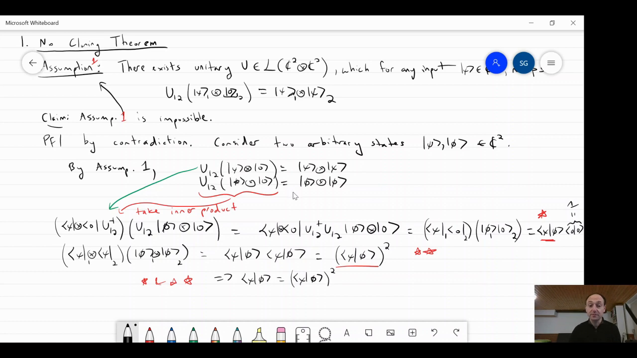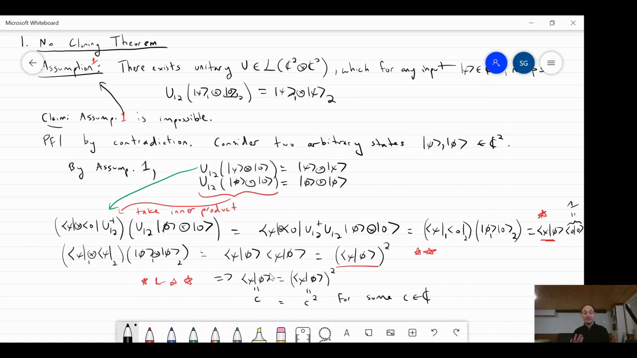Right, because we started from the left and the right side were supposed to be equal, right? And so what is this though? The inner product of these two vectors is just a complex number. Let's just call it C. It doesn't really matter what name I choose. And what I'm saying, therefore, is that C equals C squared for this complex number, whatever that is.